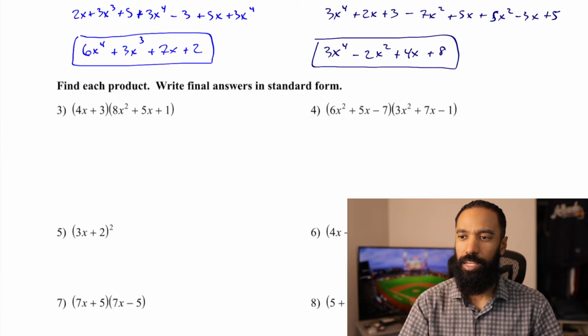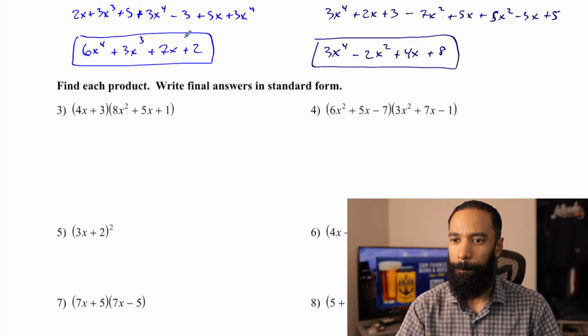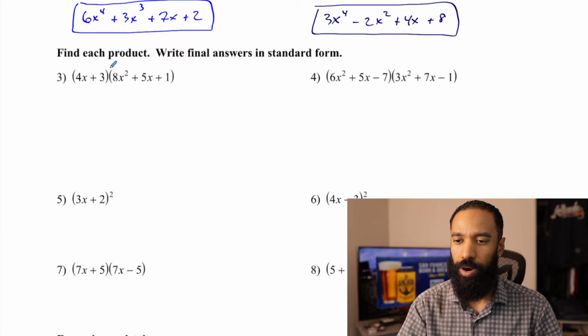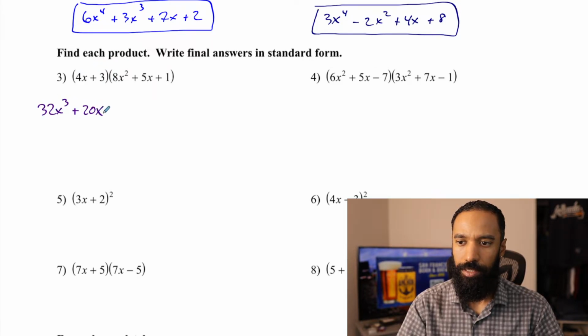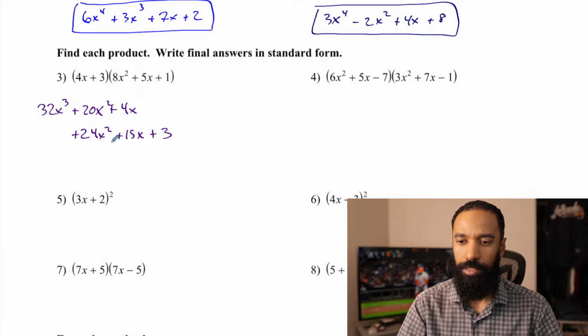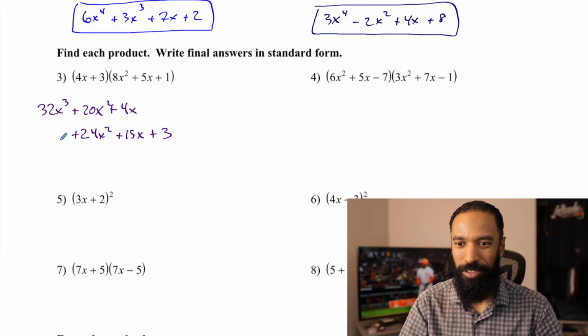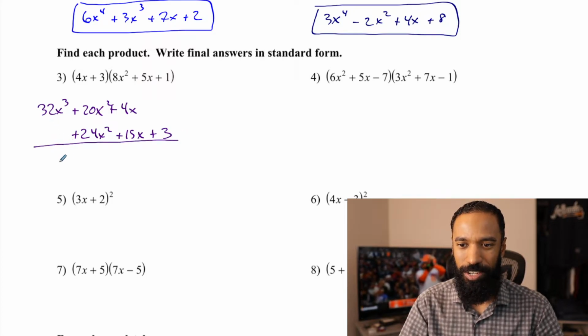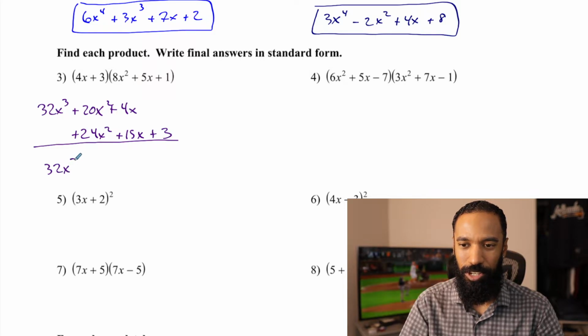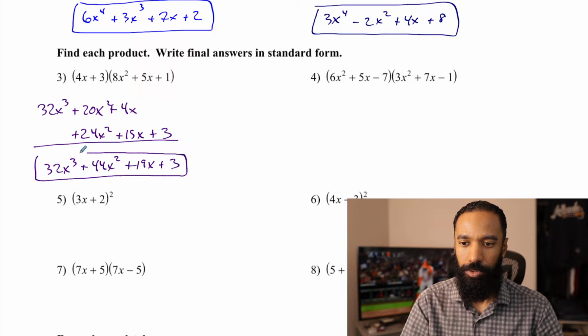Alright, number 3 here, we're going to multiply these guys out. 4x is going to multiply with 8x squared, 5x, and 1. 3 is going to multiply with 8x squared, 5x, and 1. It's kind of hard to write something different from what I'm saying out loud. And when I add those, like I said, I'm going to try and do this a couple of times here. 32x cubed plus 44x squared plus 19x plus 3, when you combine like terms there.